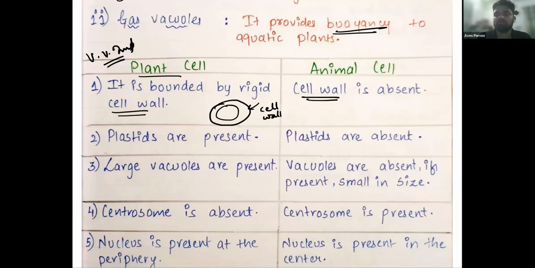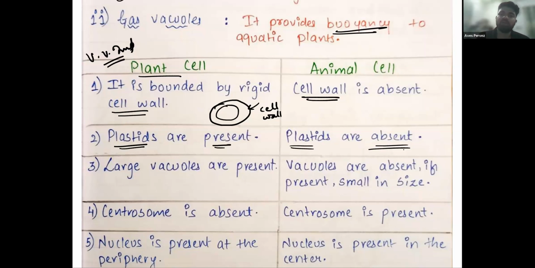Plastids are present. You know the types of plastid: chloroplast, chromoplast, or leucoplast. They are present only in plant cells, but they are absent in animal cells, because animal cells do not do photosynthesis or prepare their own food. Plastids generally help in preparing and storing food. So only the plant cell has plastids; the animal cell is not going to have any plastid.